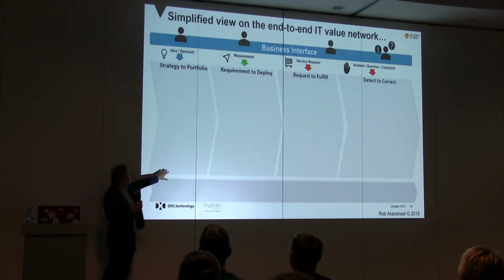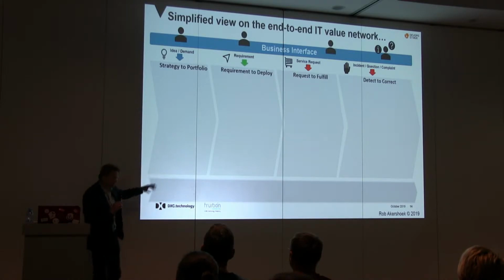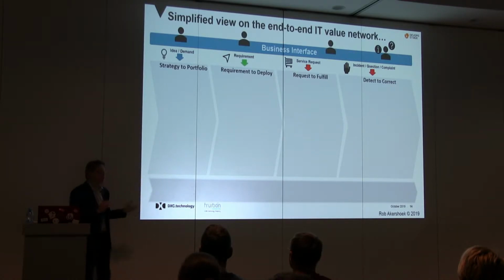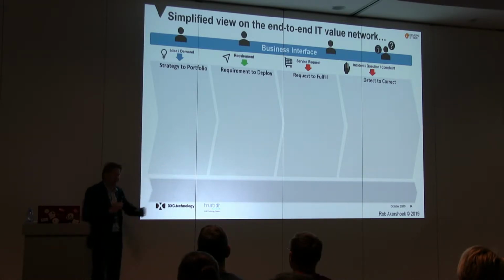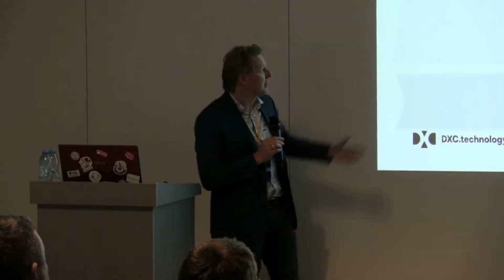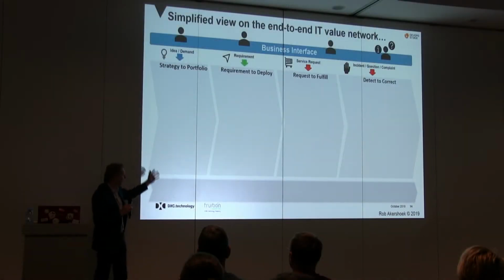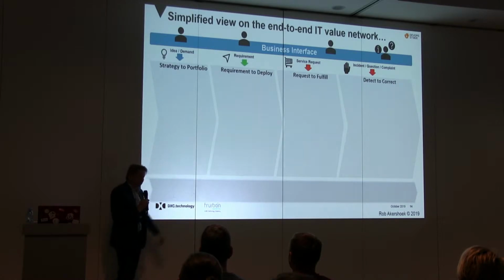The first one is strategy to portfolio. That is managing the portfolio of products you have. A typical organization has maybe 100, 200, 300,000 different applications and products. So here you manage your portfolio and decide what is the roadmap, where do you want to invest in. Business comes with new demands and ideas, but at the same time I need to innovate in my portfolio.